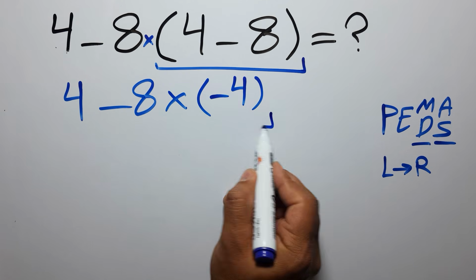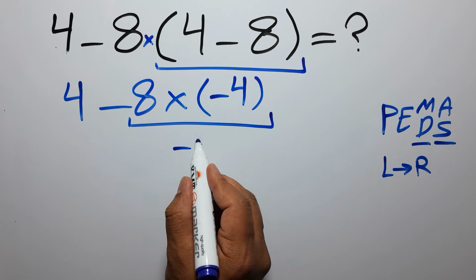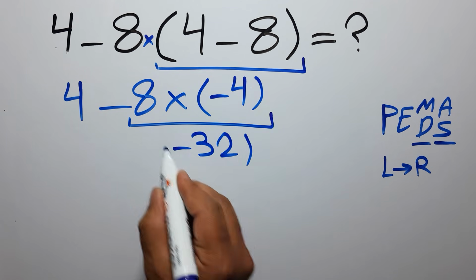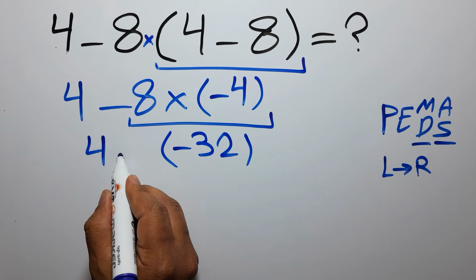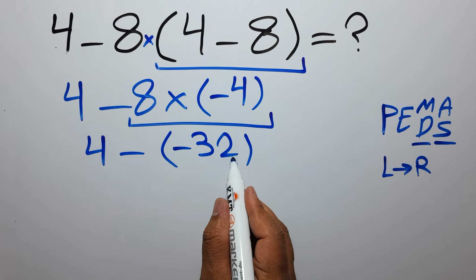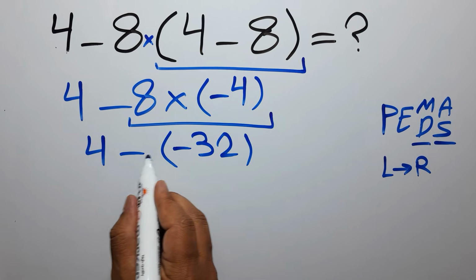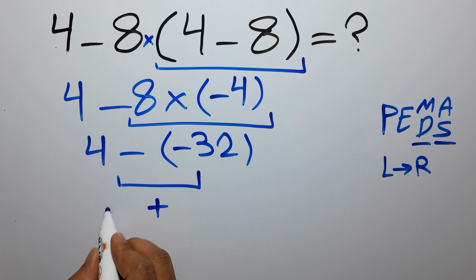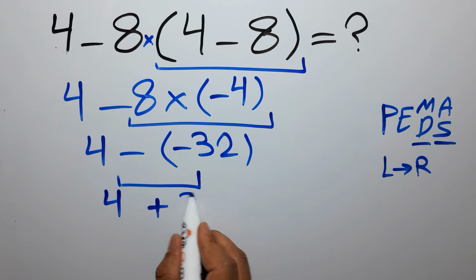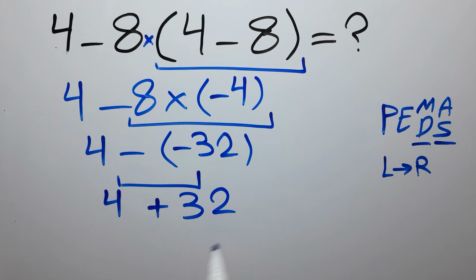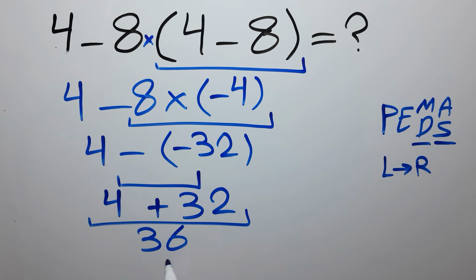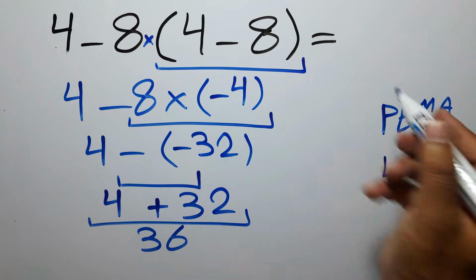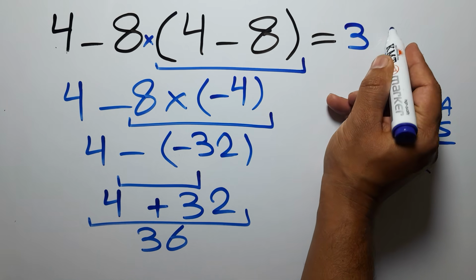8 times negative 4 equals negative 32. So we have 4 minus negative 32. Now negative times negative gives us positive. So we have 4 plus 32. And this is equal to 36. And this is our final answer to this problem. The correct answer is 36.